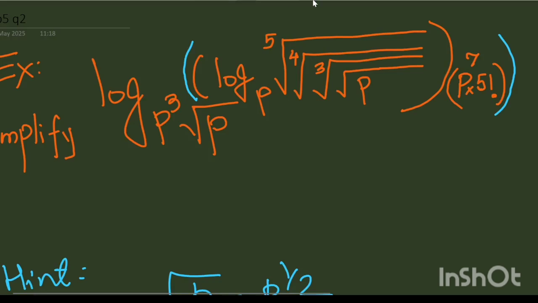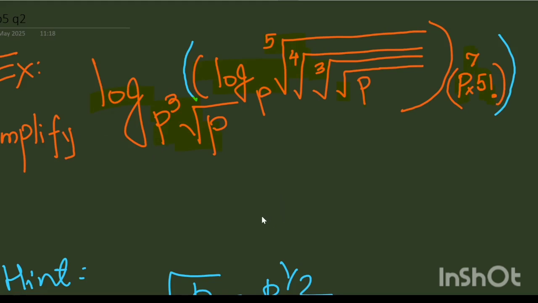Let's solve this question, guys. Here, the log base is p cube into root p, and the argument is inside these blue brackets, which is log base p, fifth root, inside is fourth root, again it's third root, and then finally this is square root of p, bracket close, and then another term is multiplied, which is p to the power 7 into 5 factorial, bracket close. This entire thing is inside the argument of log.